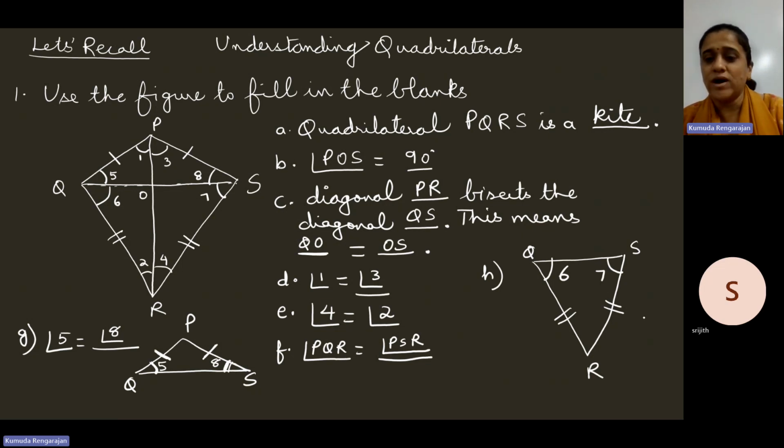See, the triangle is QRS. In this triangle QRS, these two sides QR and RS are equal. So opposite to RS is angle 6 and opposite to RQ is angle 7. These two angles are equal. Why? In a triangle, when two sides are equal, the angles opposite to the two sides are also equal. You can't say that because if these two sides are equal, these are not the base angles.